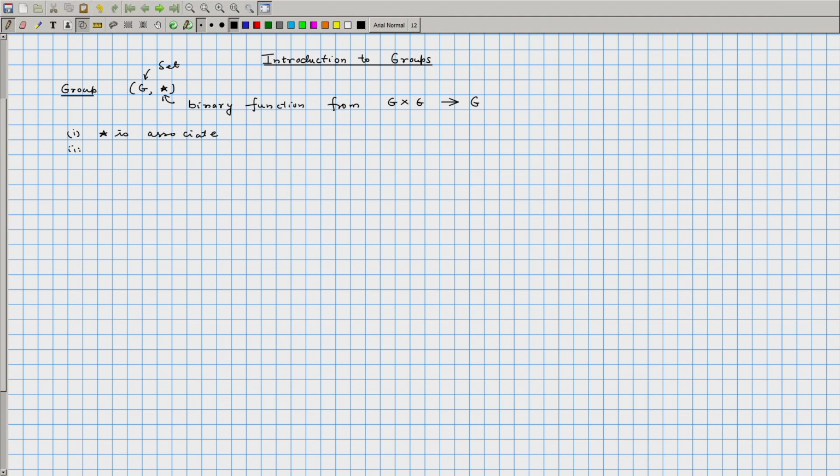And the second requirement is there should be an identity, and the third property was that every element should have an inverse. If these three properties are met for a binary operation on G, then we say that G together with the binary operation is a group.